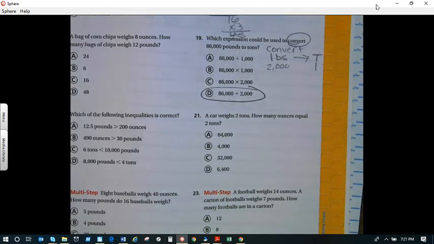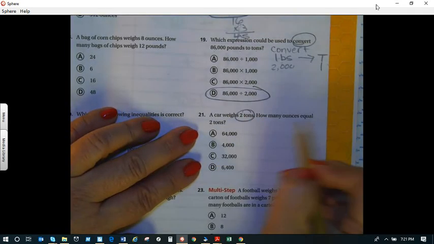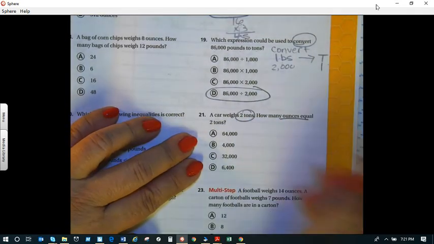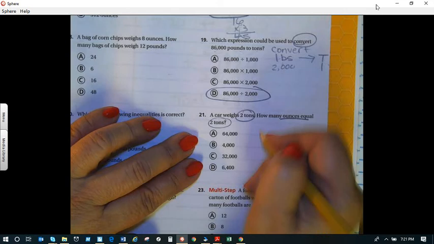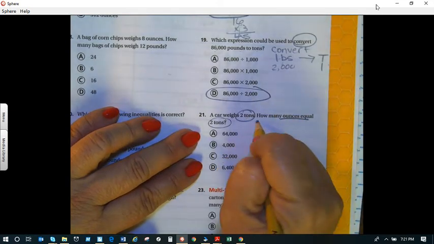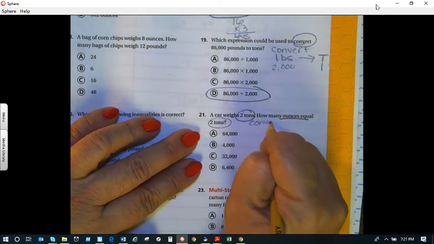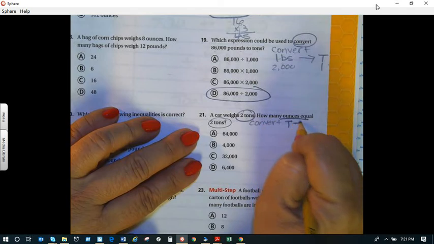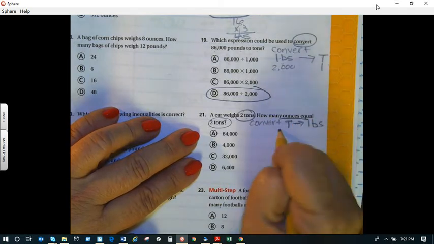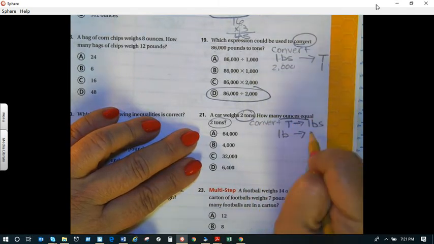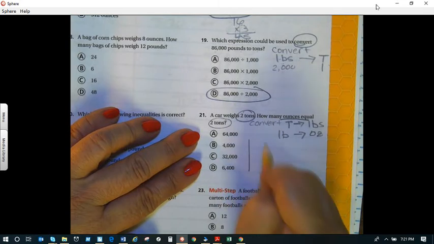All right, number 21. A car weighs 2 tons. How many ounces? Right, this is equal to 2 tons. You're going to do a 2-step problem. I've got to convert tons to pounds, and then pounds to ounces. So I'm going to do my 2 steps over here.